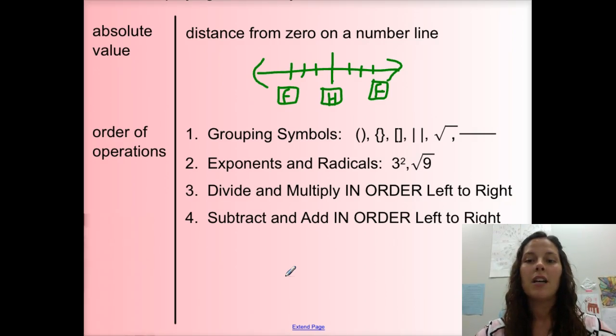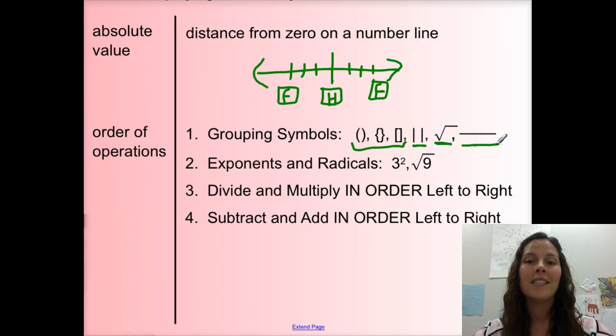Grouping symbols. So some of these are just fancy parentheses. Absolute values are a type of grouping symbols. Radicals are a type of grouping symbols. And fraction bars. Those all act like grouping symbols when you're performing order of operations. Next step isn't just exponents, it's exponents and radicals. They both carry the same weight when you're simplifying an expression.